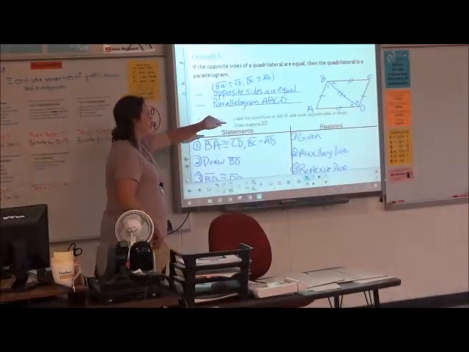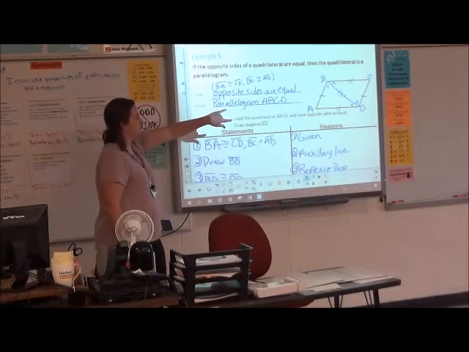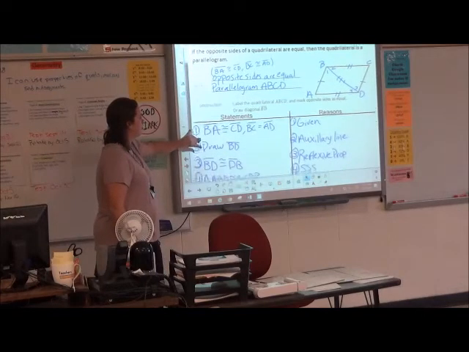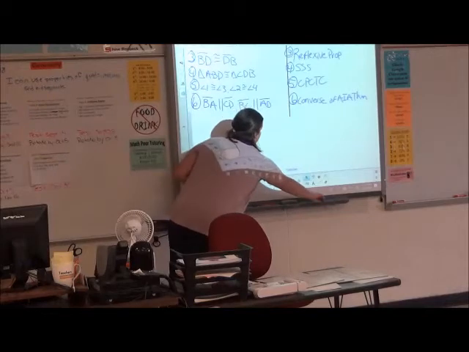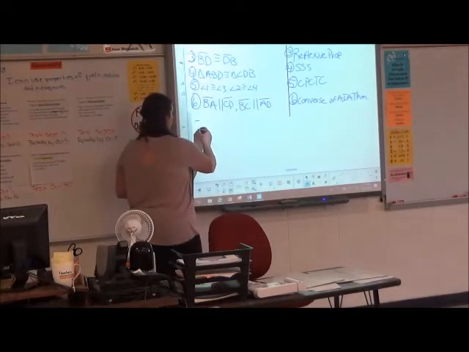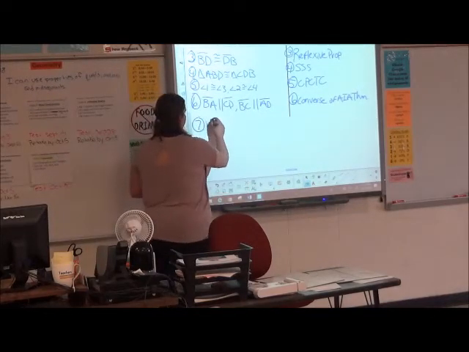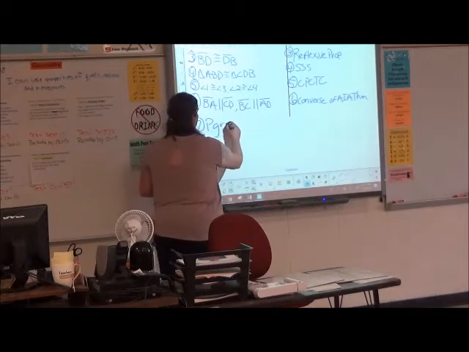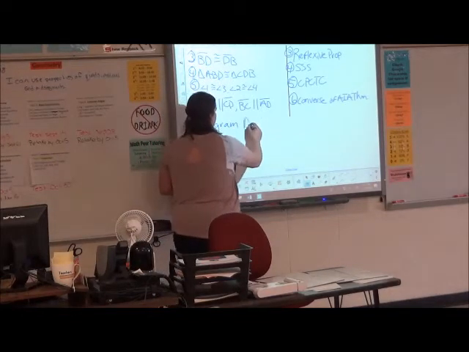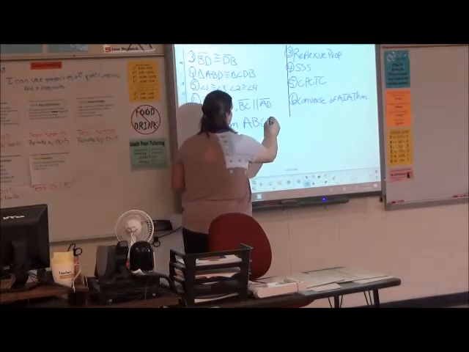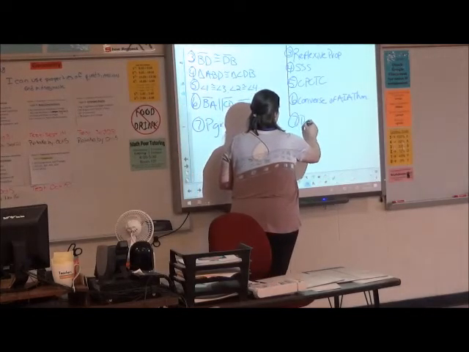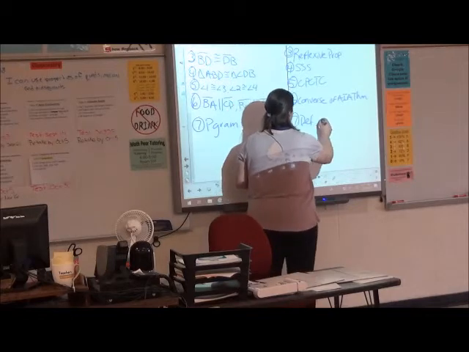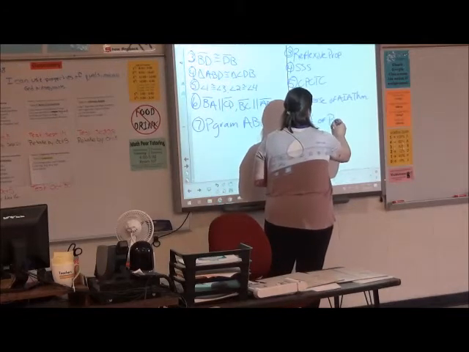So now that we know we have two pairs of parallel lines, we could say here's step 7: parallelogram ABCD, and the reason is definition of a parallelogram.